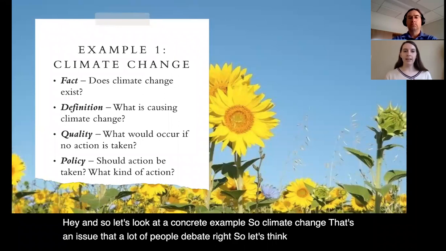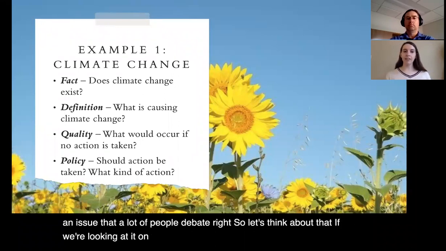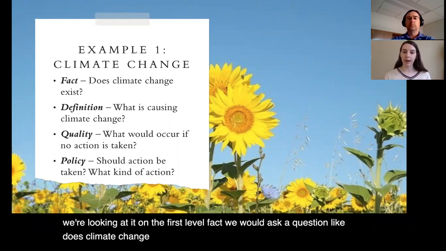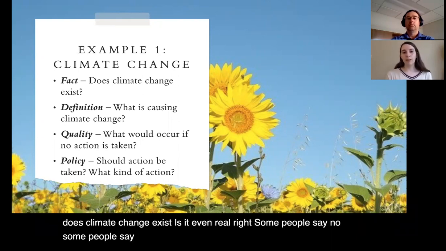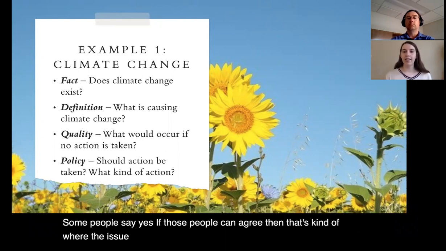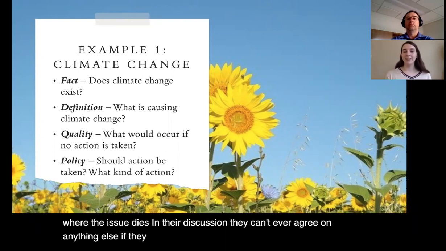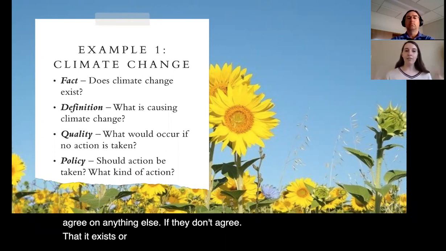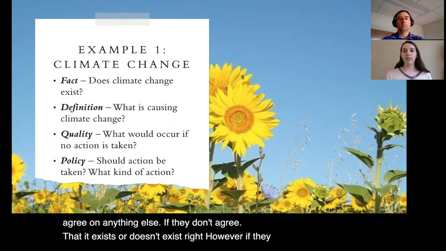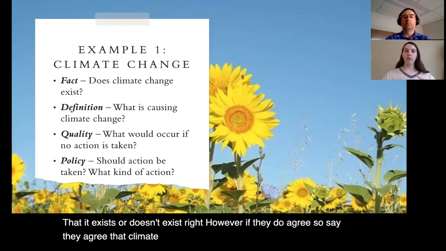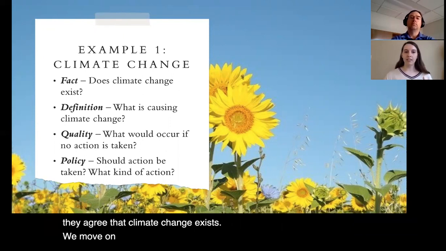If we're looking at it on the first level, fact, we would ask a question like, does climate change exist? Is it even real, right? Some people say no, some people say yes. If those people can't agree, then that's kind of where the issue dies in their discussion. They can't ever agree on anything else if they don't agree that it exists or doesn't exist, right? However, if they do agree, so say they agree that climate change exists, we move on to definition and we're going to ask the question, okay, so what's causing climate change?